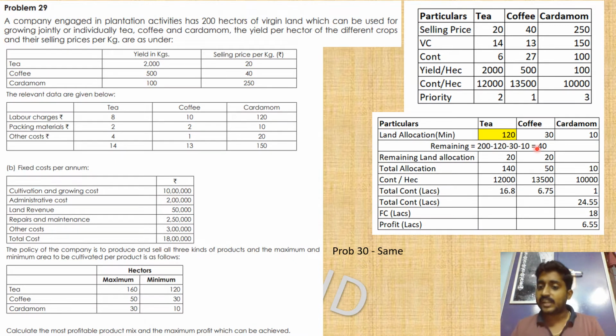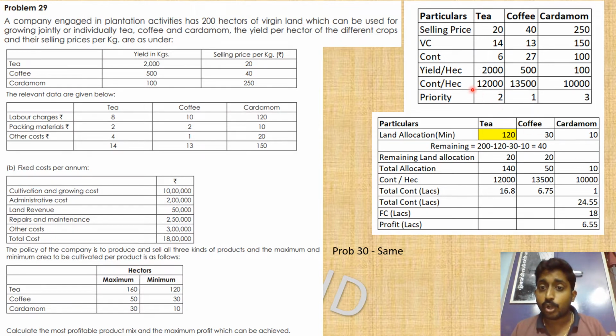So the balance 20 hectares is there, which goes to the second most profitable crop. Tea is the second most profitable crop. For tea we have allocated 120 and the maximum is 160. So there is room for 40 hectares, but only 20 we have remaining. Yes, we can allocate the remaining 20 to the tea. So now if you total, the total allocation will be 120 plus 20, which is 140 hectares for tea, 50 hectares for coffee, 10 hectares for cardamom.